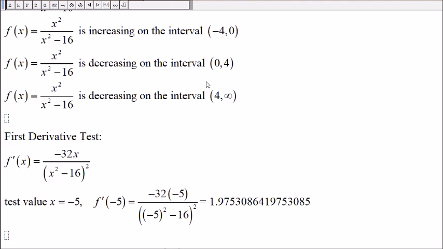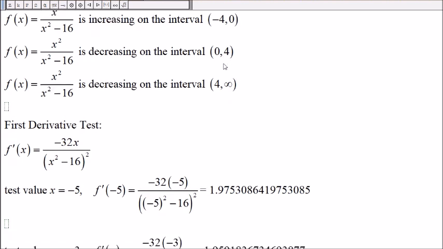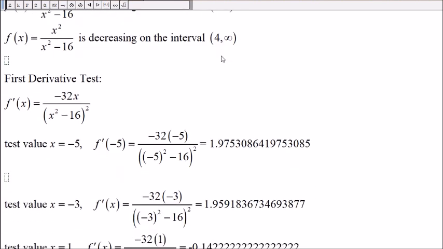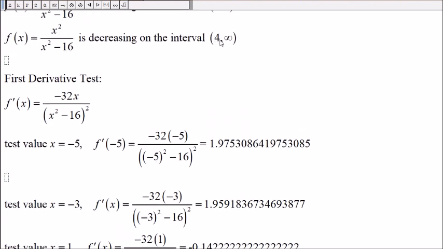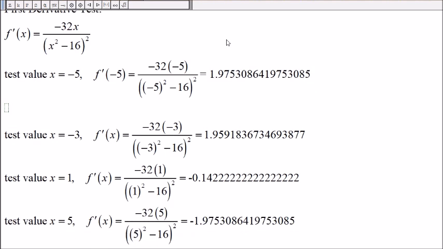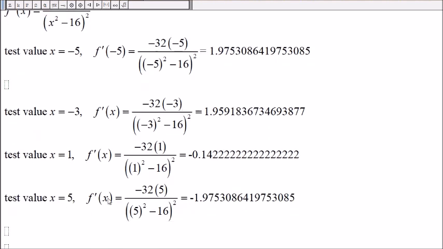And then for the next two intervals, we should get a negative value for the derivative because the function is decreasing on these two intervals. And so here, let's pick the 1 on this interval. We plug in 1 in the place of x, and then evaluate this, and we get negative 0.14. And then the last interval, 4 to infinity, let's say we pick the 5 from this interval. For the derivative, if we plug in 5, we get negative 1.97, which is negative.